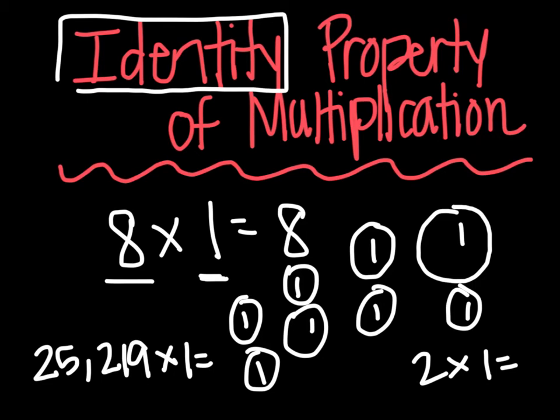So if you were going to tell me what 2 groups of 1 would be, you would say 2 stays the same. If you said, what's 25,219 groups of 1, you would tell me the answer is 25,219. So no matter what, your identity is not going to change. Anytime you multiply by 1, your number stays the same. Say that with me. Anytime you multiply by 1, your number stays the same. Got it? Great. Let's go on to the last strategy.